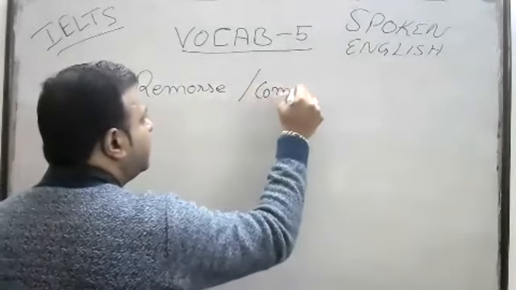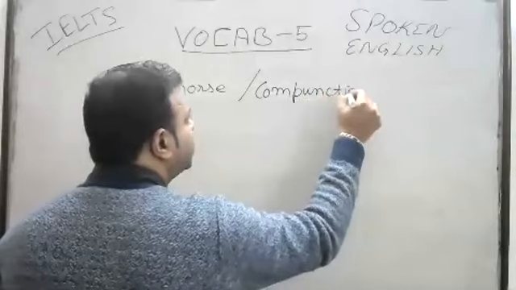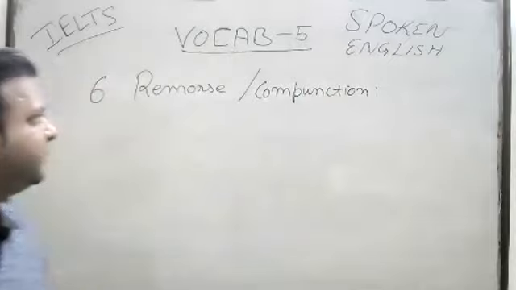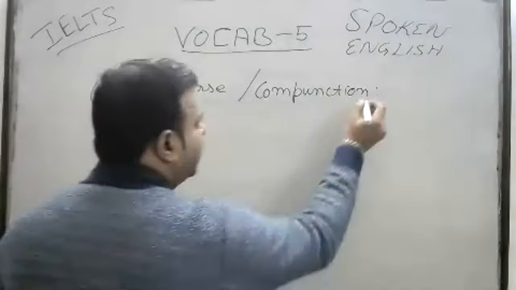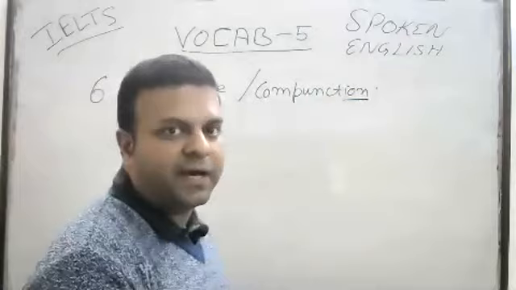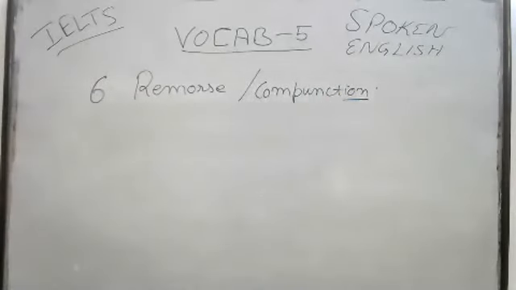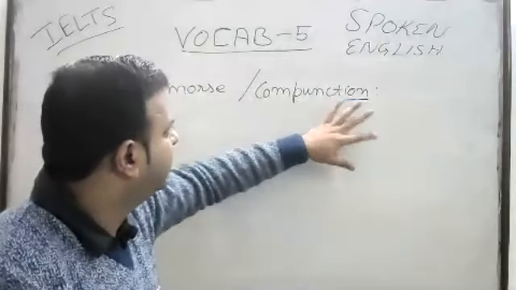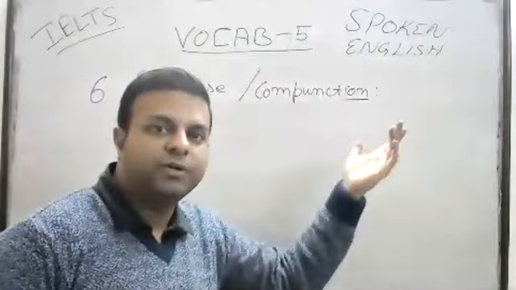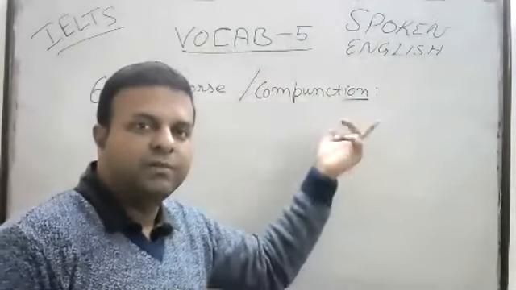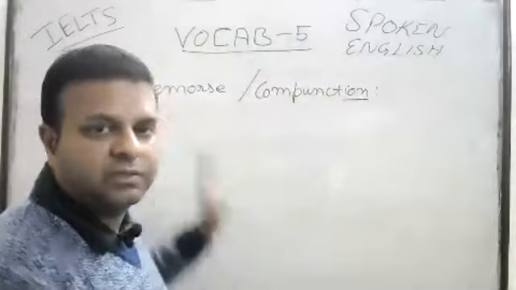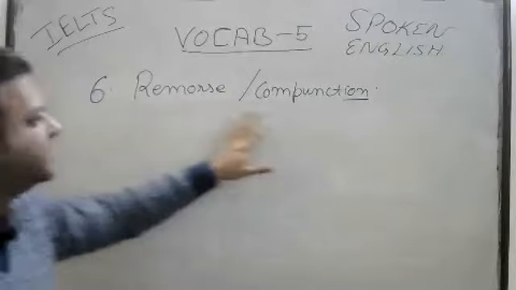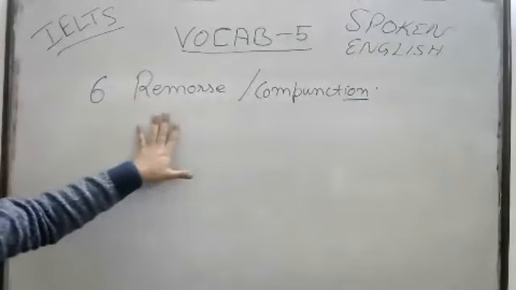Remorse or compunction. What do these mean? Remorse or compunction. This is used as a noun. I'm telling you about adjectives as well as nouns because a mixture of these words will enhance your score, especially in your IELTS, because it's counted in grammar. Now, remorse and compunction, let's understand what is the meaning of remorse and compunction.